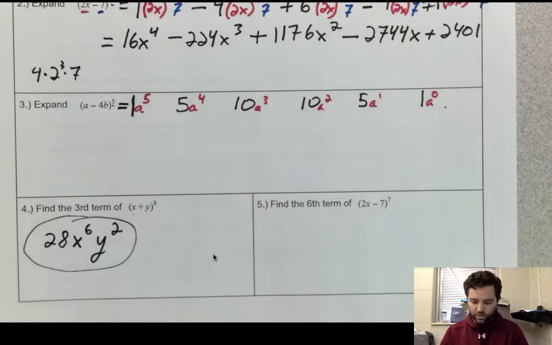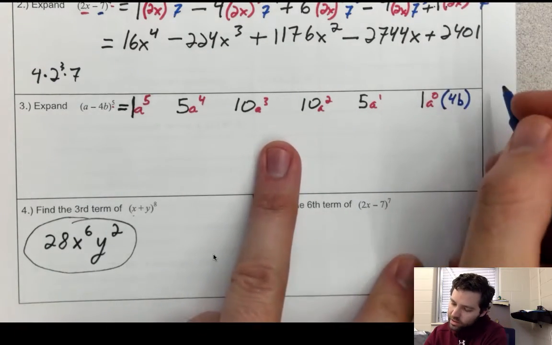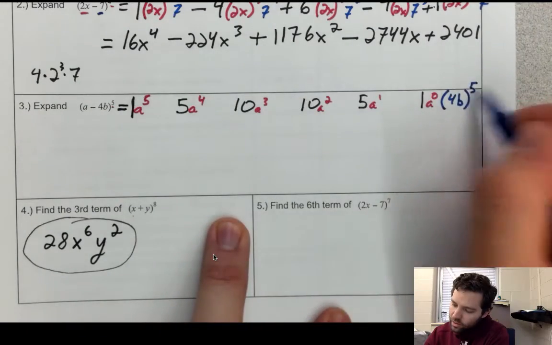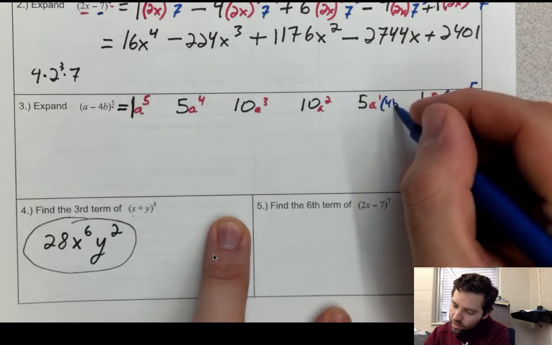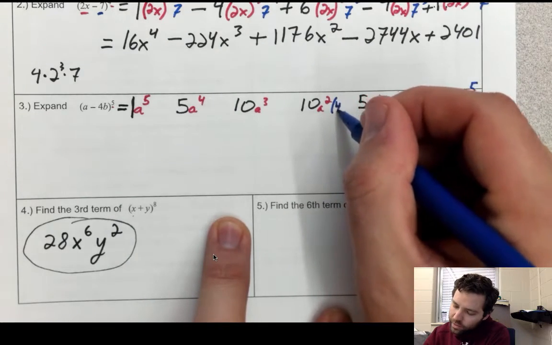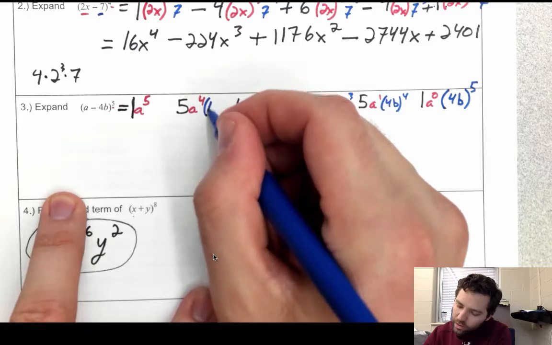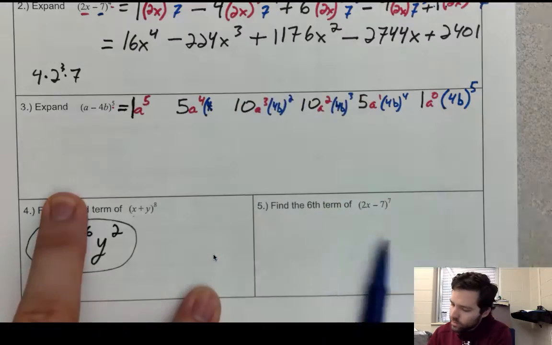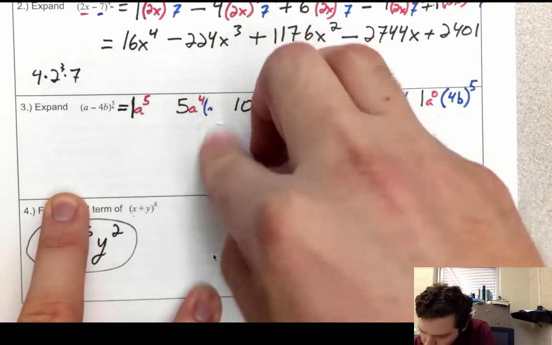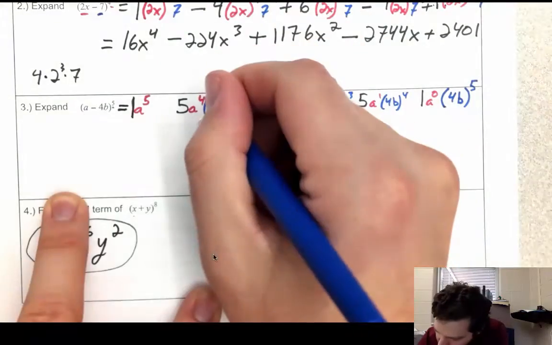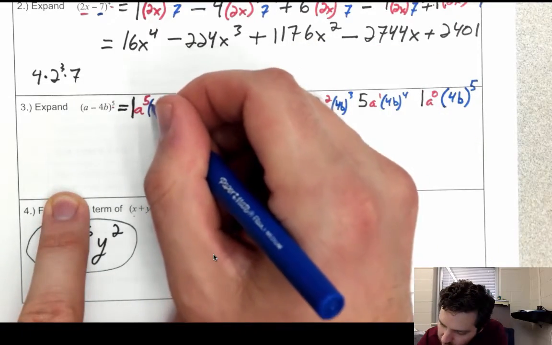I'm going to take the other term, which is 4b, ignoring the negative, 4b, and I'm going to write it to the 5th power, and then I'm going to go all the way back down from 5. So it'd be then 4b to the 4th, and then 4b to the 3rd, and then 4b to the 2nd, and then 4b to the 1, and then 4b to the 0.